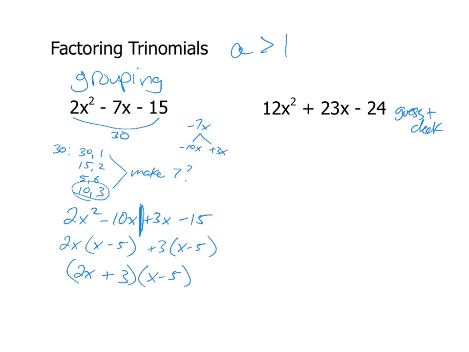I'll start with the first term of 12x squared. I can multiply a 6x and a 2x, and that's going to give me a 12x squared. And again, I'm guessing. I don't know if I'm right or if I'm wrong. Let me try some numbers now that multiply to 24, like 8 and 3, or maybe 6 and 4, or maybe 12 and 2.